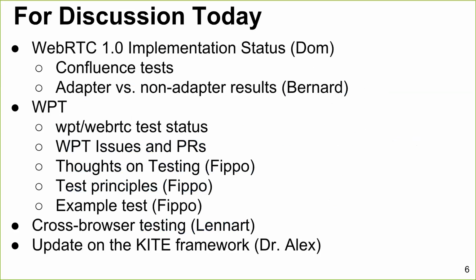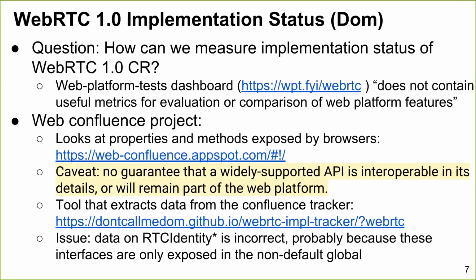Okay, so we're going to talk about basically what we said we would. The first topic is implementation status. Is Dom on the call? Yes, I am Dom. Okay. So the basic question is how we measure implementation of the 1.0 CR. Various people have commented that the WPT dashboard isn't the best way, because you can still implement things and then have interop problems.